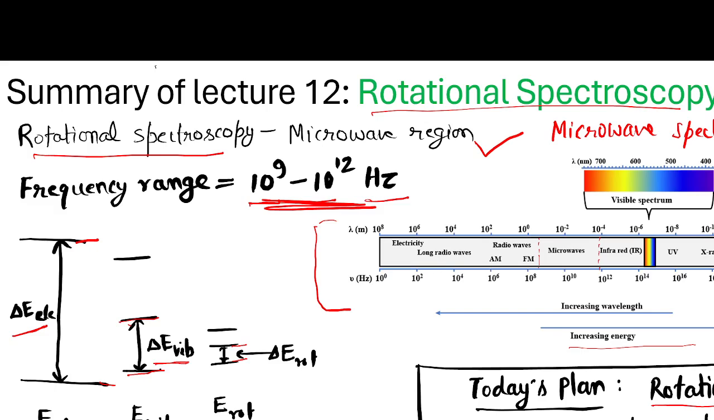The classical mechanics for rotational motion is very tough, so we will try to find the analogy or correspondence between linear and angular motion. Before going into rotational spectroscopy itself, we will first understand the different kinds of motion and the correspondence between linear and angular motion.